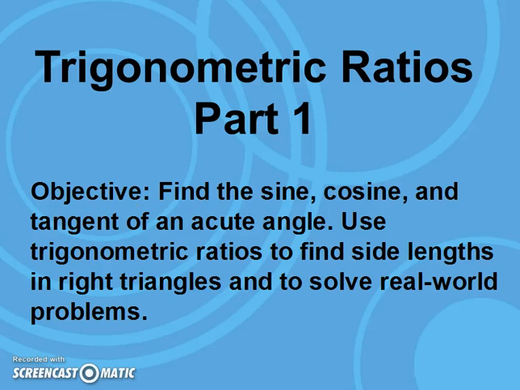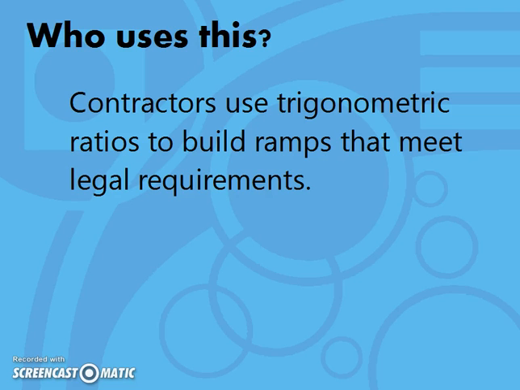Trigonometric ratios, Part 1. Objective. Find the sine, cosine, and tangent of an acute angle. Use trigonometric ratios to find side lengths in right triangles and to solve real-world problems. Who uses this? Contractors use trigonometric ratios to build ramps that meet legal requirements.